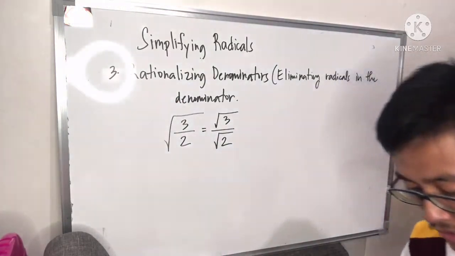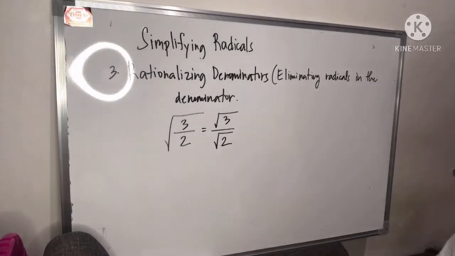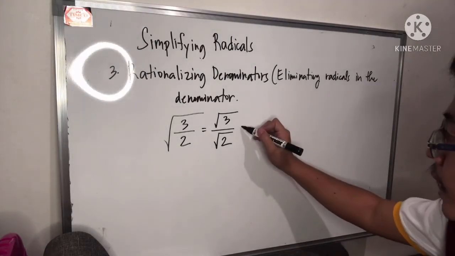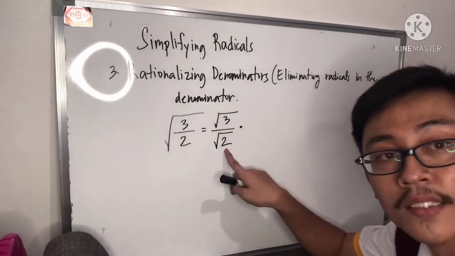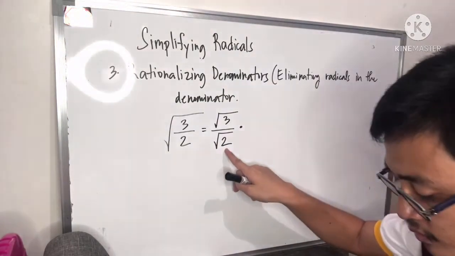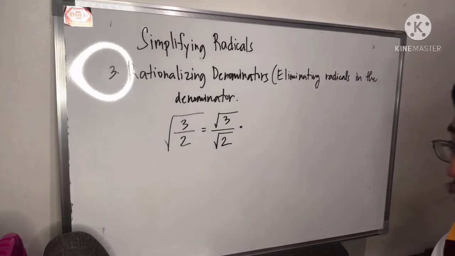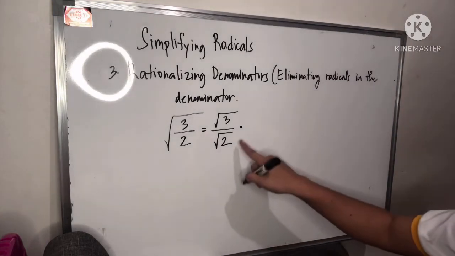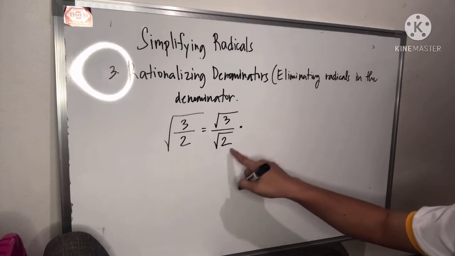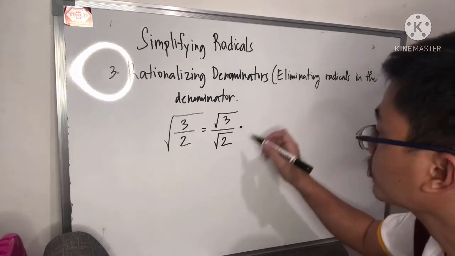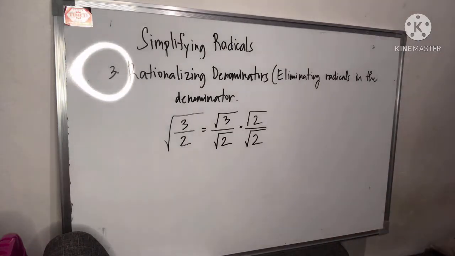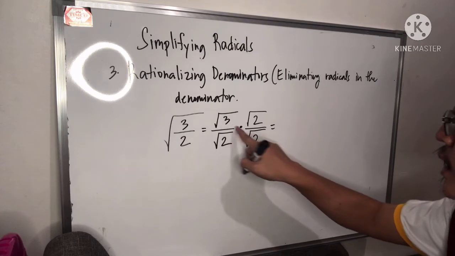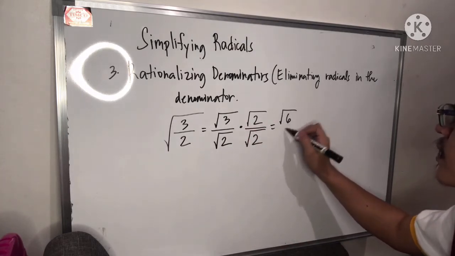So, i-rationalize natin siya by multiplying, diba, the radicand by kung ano yung nasa denominator to make it a perfect square. Okay, so times natin both the numerator and denominator by the given denominator. So times natin yan by square root of 2. So magiging square root of 3 times square root of 2, that is square root of 6.